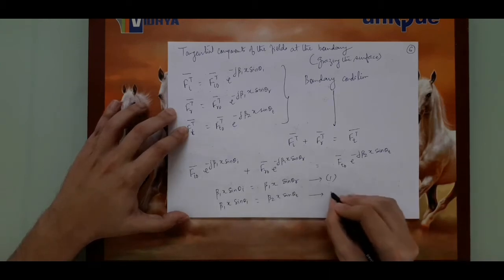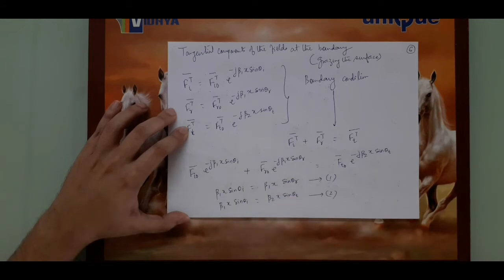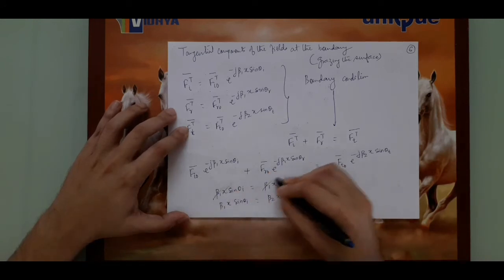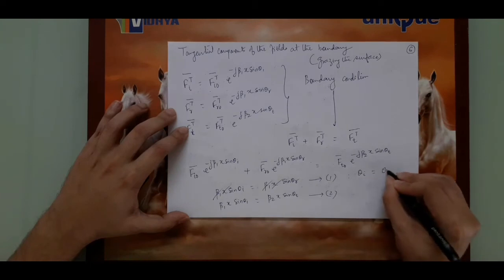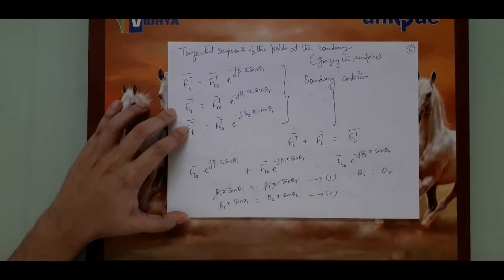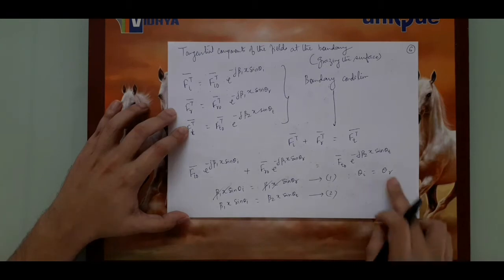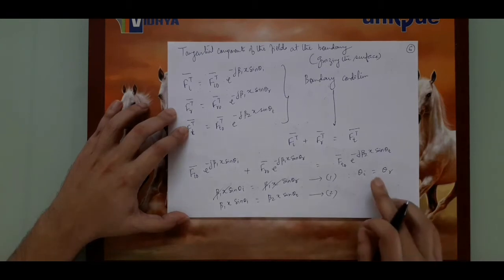This is equation number 2. From equation 1, what do you see? This gets cancelled. So from this you see theta I is equal to theta r. So this proves the law of reflection. The angle of incidence is equal to the angle of reflection.